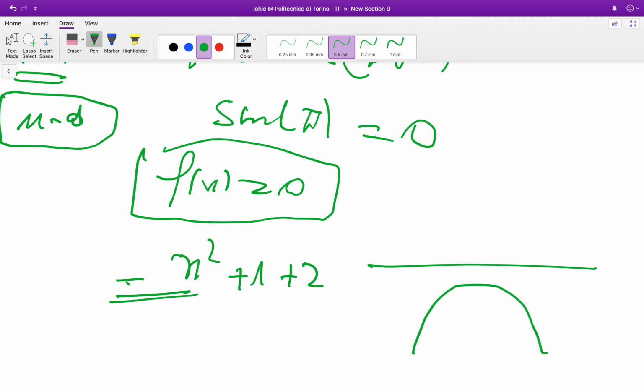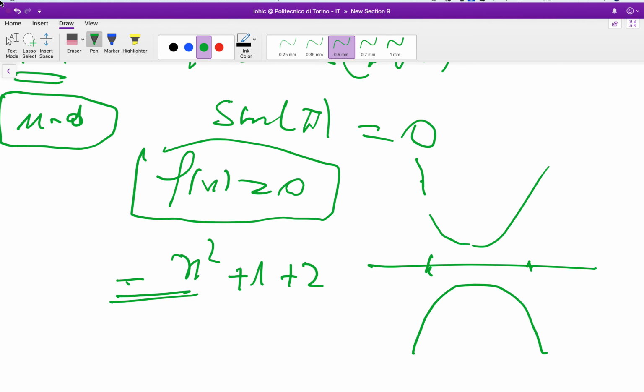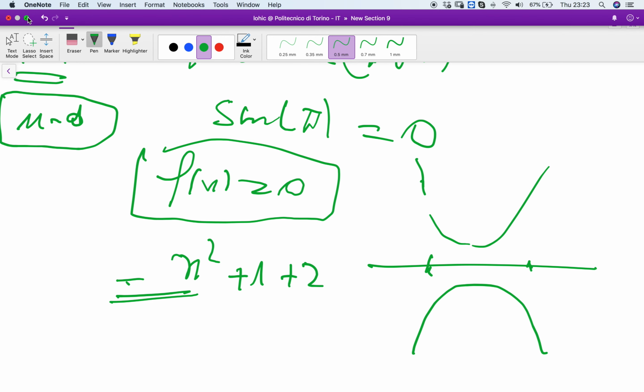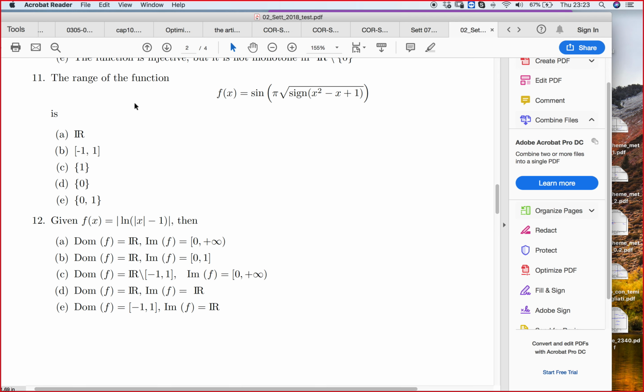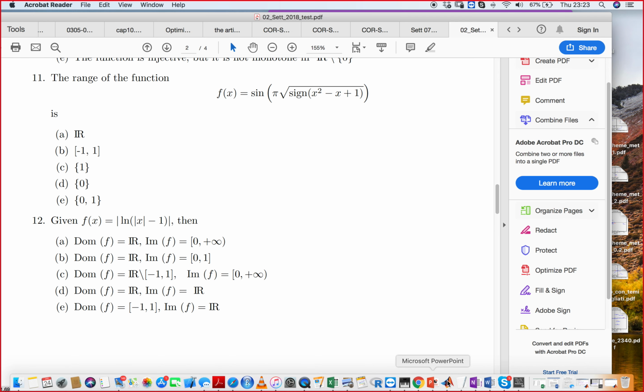But in our case, the coefficient of x squared was positive, so it is like this. But if there was a root, it should cut at the root. Is that clear? Nice. So okay, going back to the PDF. Yes, so we were about to do question 12.